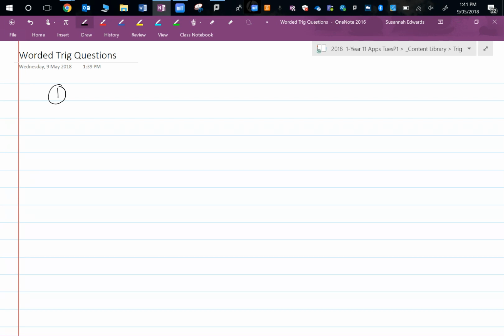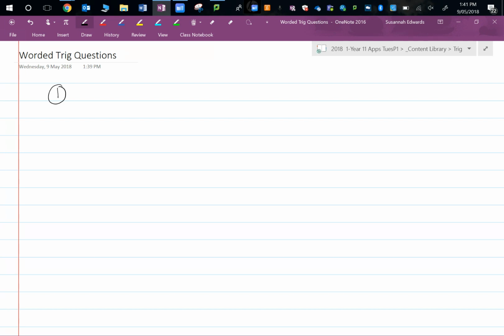Now, you might have worded questions for right angle triangles. You might also have worded questions for non-right angle triangles. So sometimes you might not actually know which it is until you've read the question and tried to draw it out, and then you've gone, oh, there's a right angle there. Oh, there's not a right angle there. Okay? So you can't just assume that worded questions are all going to be right angle questions once we've learnt both. But for now, you can, because we're only learning about right angle triangles this week.